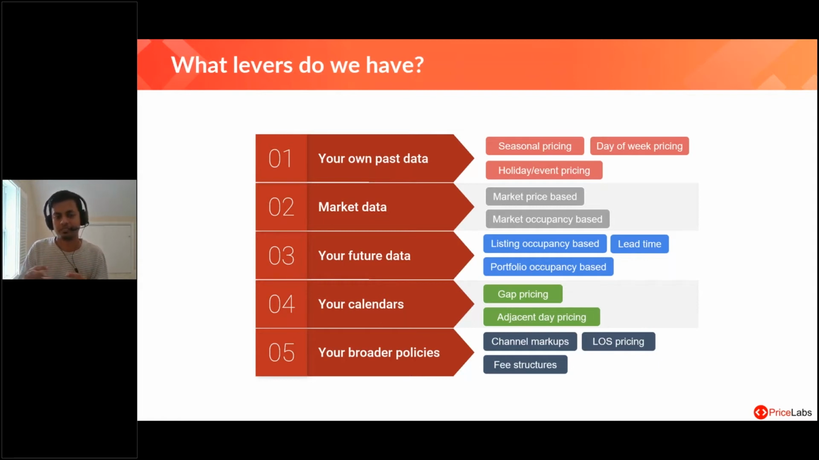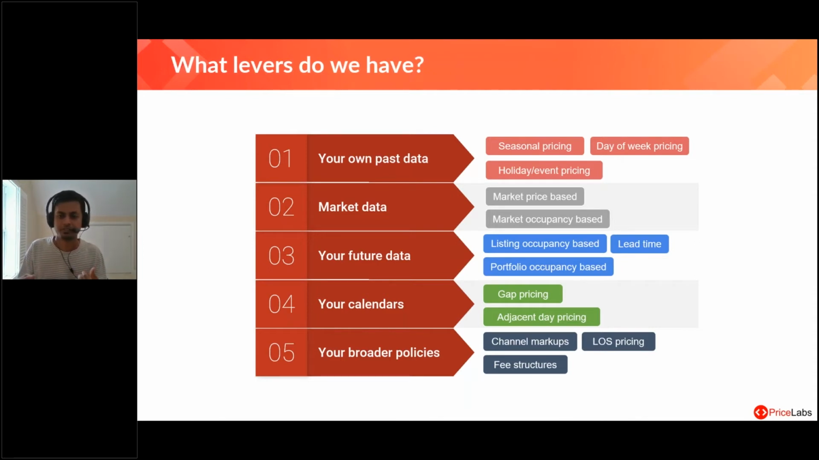They are put in place with something in mind. So channel markups, like when you publish prices to different OTAs versus your own direct booking website, how much more do you want to charge on the OTAs to cover for the extra commissions? Do you want to do that or not?